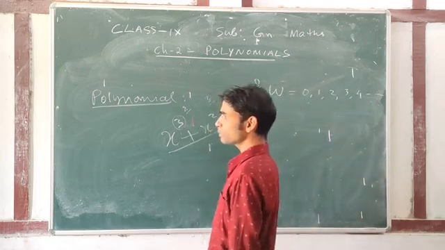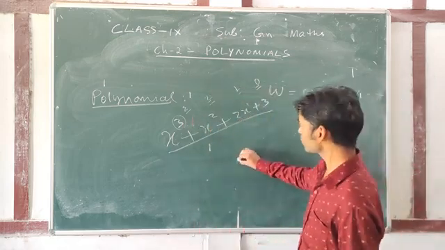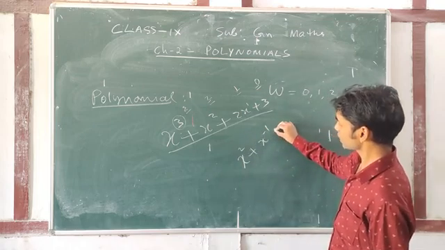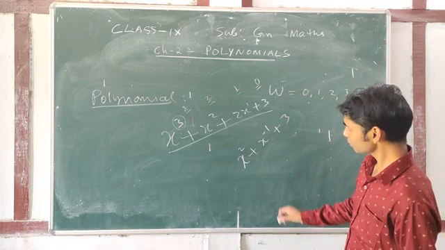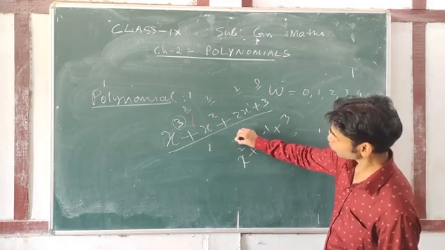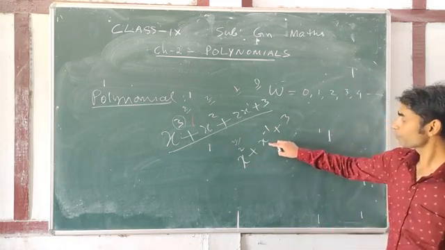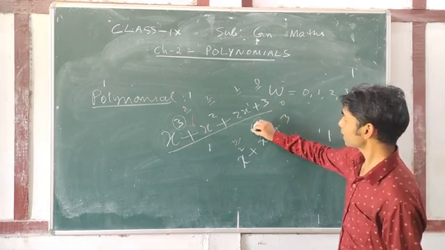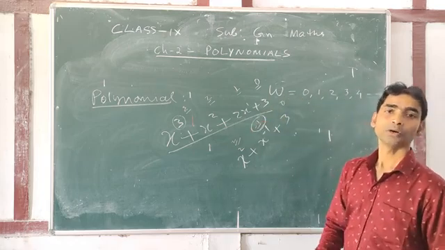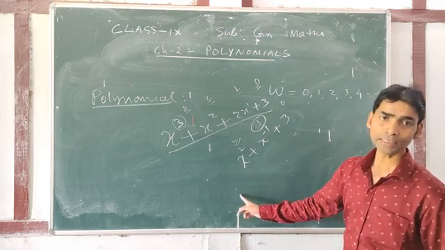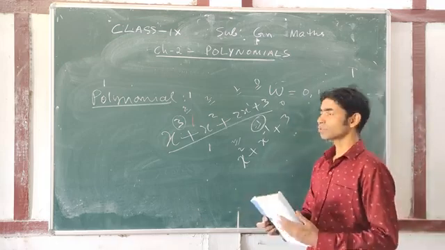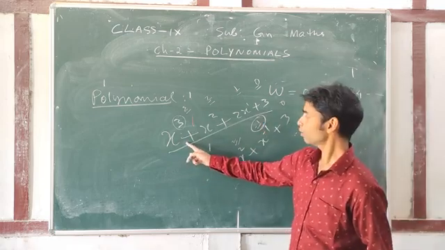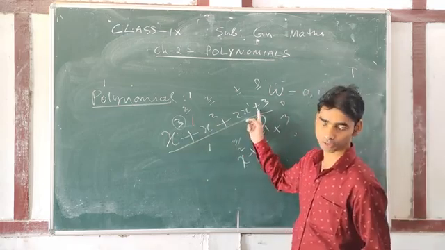Now the question is, what if the exponents are not whole numbers? Suppose we have an expression like x squared plus x to the power minus 1 plus 3. Here the exponent of x squared is 2, the exponent of x to the power minus 1 is minus 1, and the exponent of 3 is 0. Here minus 1 is not a whole number, so this is not a polynomial. So what is the definition of a polynomial? A polynomial is an algebraic expression in which all the exponents of the variables are whole numbers.